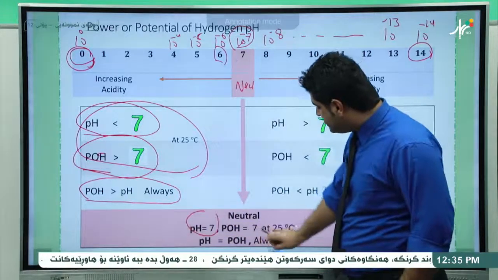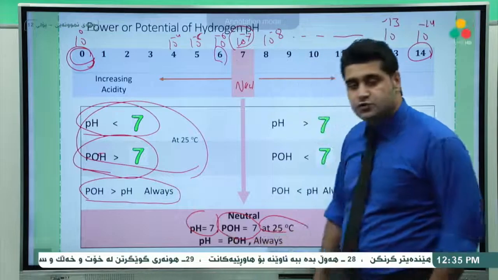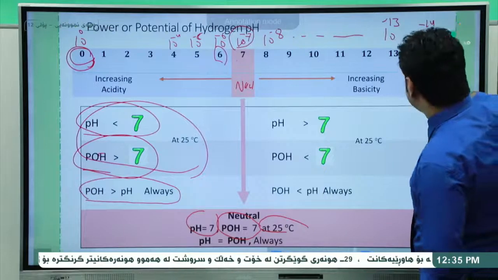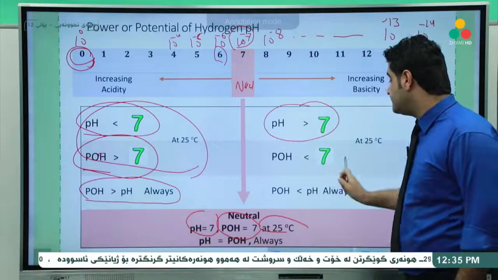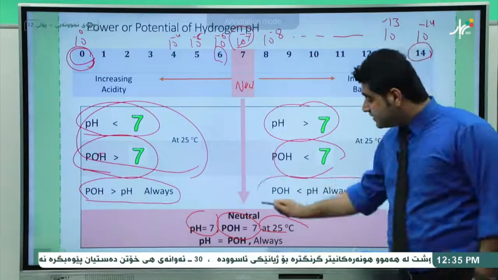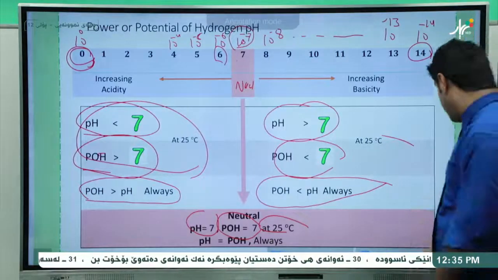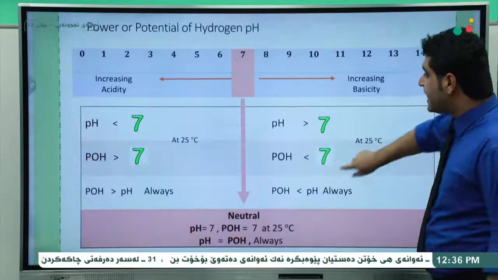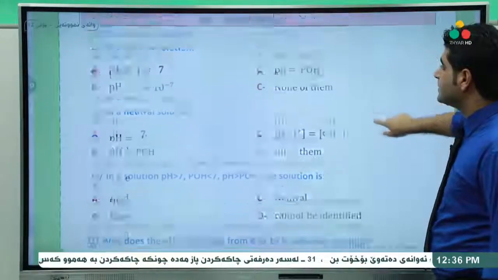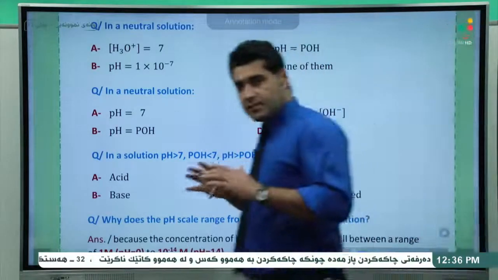pH is equal to 7, pOH is equal to 7 is true at 25 Celsius degree. pH is always equal to pOH. And for the alkaline area, pH bigger than 7, pOH smaller than 7, at 25 Celsius degree. And it's always true about aqueous solutions of bases that pH is bigger than pOH. You see that, and here there's the same idea that we learned about the hydronium ion scale.